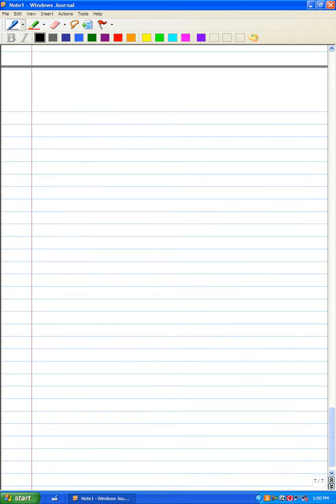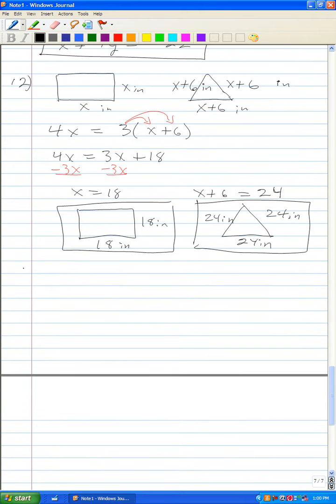13. The sum of the first and third consecutive even integers is 540. Find the three even integers. So let x be the middle integer. Let x minus 2 be the preceding even integer.